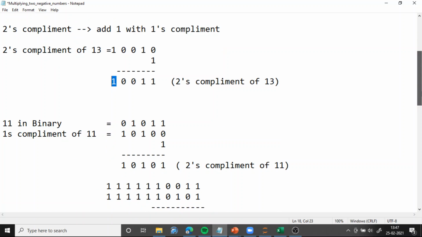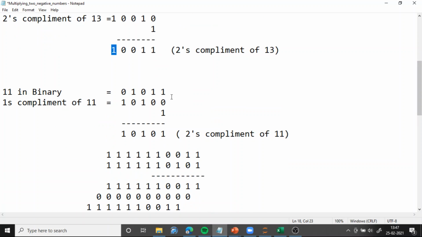Similarly, convert 11 also in 2's complement form. So first represent 11 in binary. How will you represent 11 in binary? 1 0 1 1. This is 8, this is 2, this is 1, 8421 code. We are adding this preceding 0 for sign extension. Then take 1's complement of 11, convert all 1's to 0's and all 0's to 1's. Then add 1. After adding 1, what you get is 1 0 1 0 1, which is the 2's complement of 11.